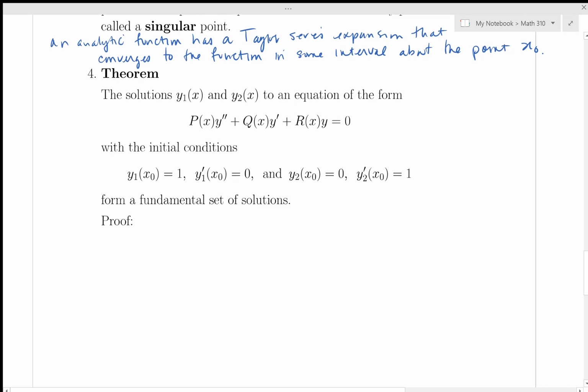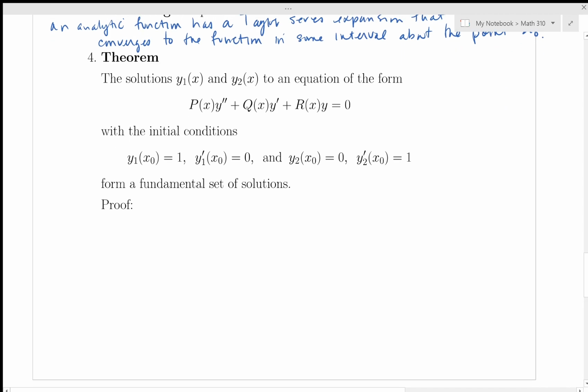Okay, just a couple of theorems coming here to make sure that what we're doing is valid. If we have two solutions, so I'm saying y1 and y2 are two solutions to a second order differential equation of this form right here, and I'm given initial conditions that look like this. So at the point x naught, I have an initial condition on the function y1 and y1's derivative, and I have an initial condition on y2 and the derivative of y2. And if the initial conditions are like this, 1, 0, 0, 1, then I claim that these solutions, y1 and y2, form a fundamental set of solutions.